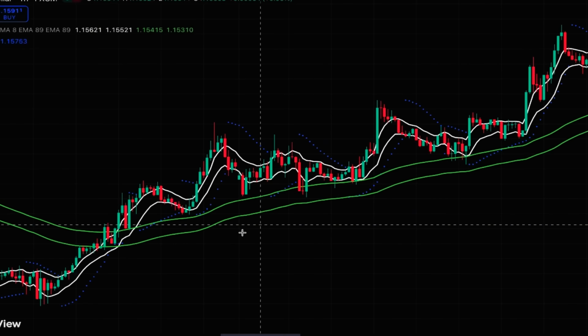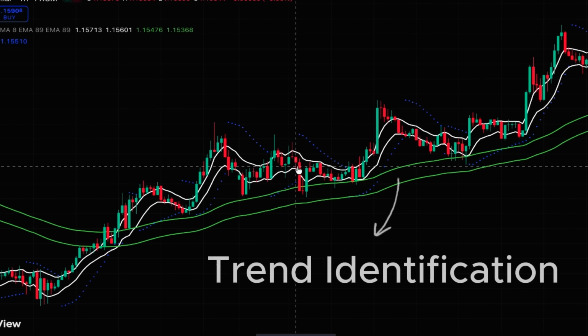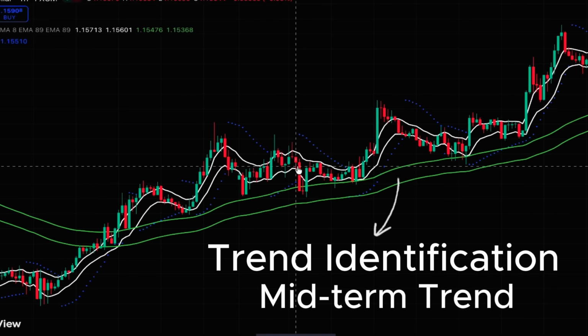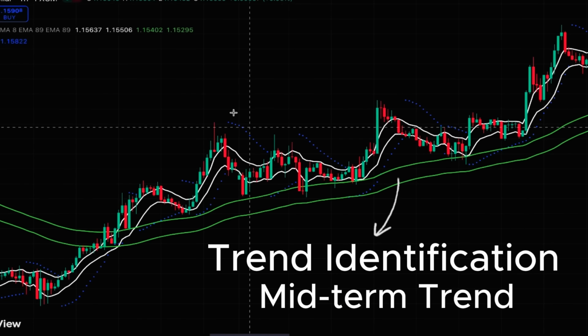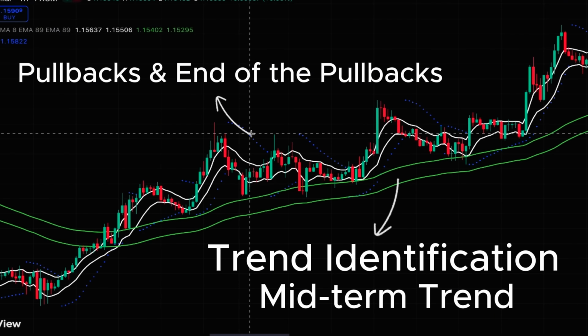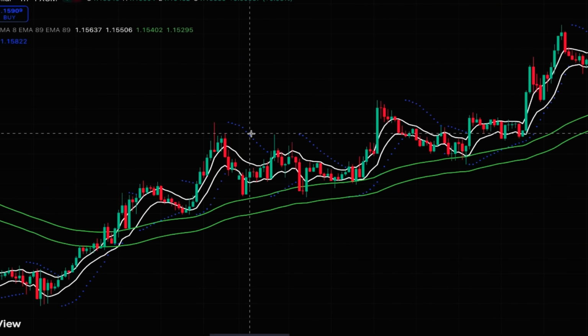We're going to use the green channel and white channel for trend identification, midterm trend identification, and we're going to use parabolic SAR for identifying pullbacks and end of the pullbacks. Let me show how you can do it.